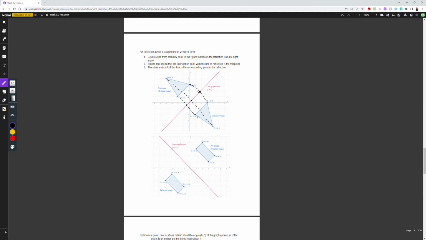Now, same thing here, we'll do the same steps. We would extend the lines so that when it meets the line of reflection, that's the midpoint, and then we'll just extend some more until it is of equal distance, and so on. All right. Now, if you have any questions about reflections, bring it to your deep dive lesson.